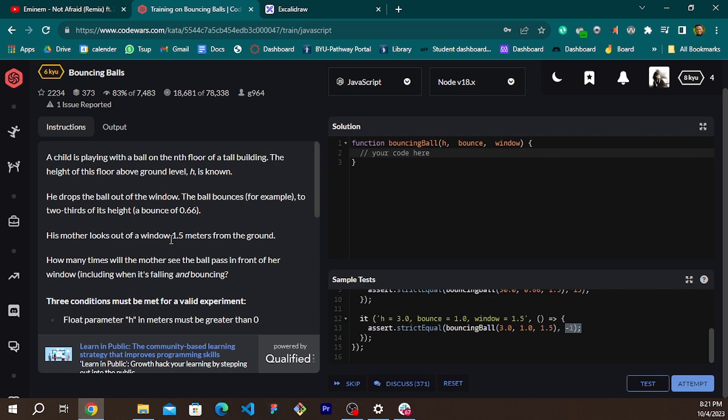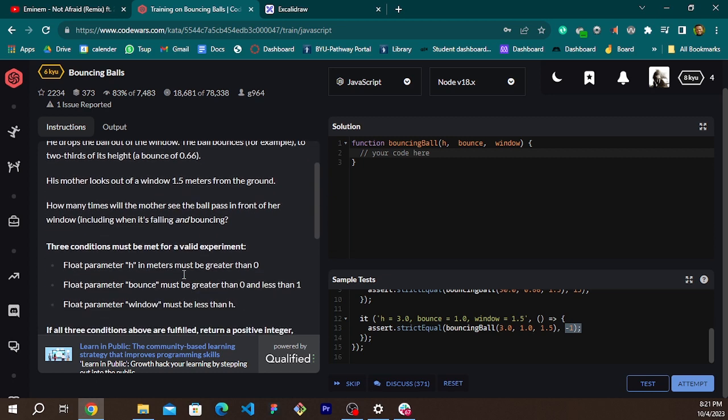Then his mother looks out of the window at 1.5 meters from the ground. So the mother is standing at 1.5, right? That is the height where she's standing. How many times will the mother see the ball pass in front of her window, including when it's falling and bouncing? So we're going to refer to the mother seeing the ball bouncing. How many times, right? We will count not the bounce, but the fall and the upward, right? Those are what we'll be counting.